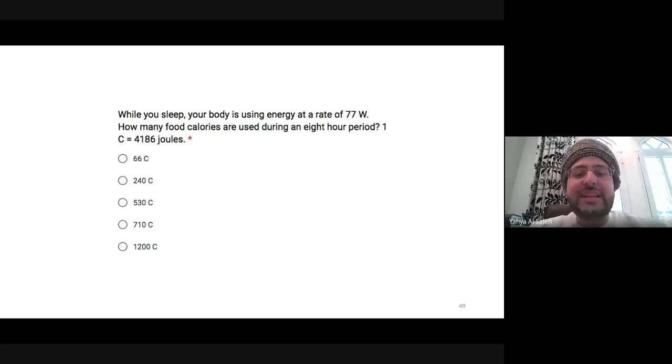While you sleep, your body is using energy at a rate of 77 watts. How many food calories are used during an 8-hour period, assuming you sleep for 8 hours a day, given that 1 calorie is equal to 4186 joules? People who are trying to lose weight, like me, do these kinds of calculations. How many calories do you burn in an 8-hour period?